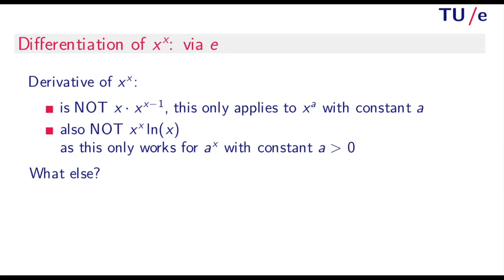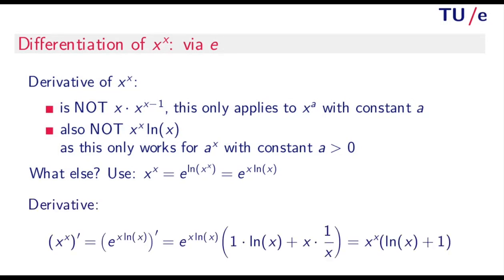Well, we can use the formula that x to the power x equals e to the power ln of x to the power x. And that's equal to e to the power x times ln x. Indeed, now we find that the derivative of x to the power x equals the derivative of e to the power x ln x, and that's of course e to the power x ln x times the derivative of x ln x, using the chain rule.